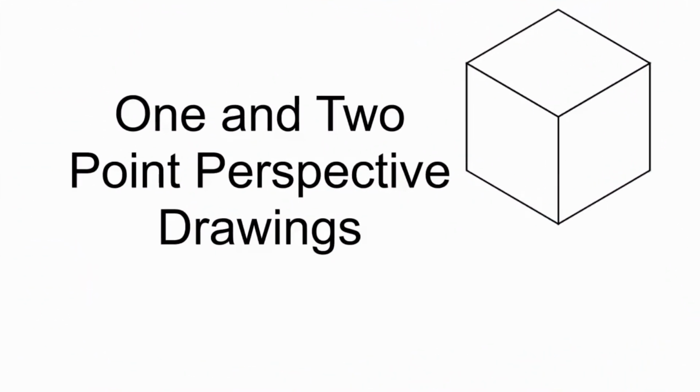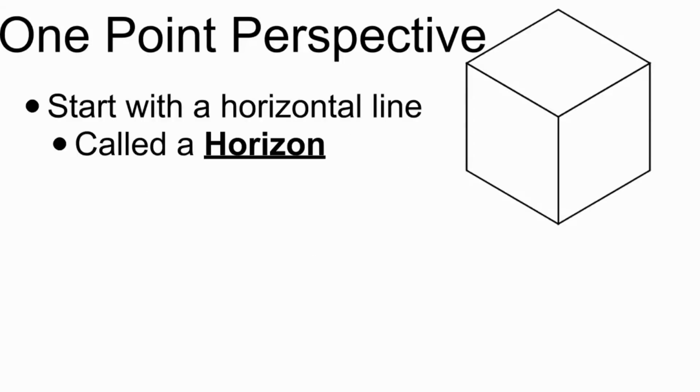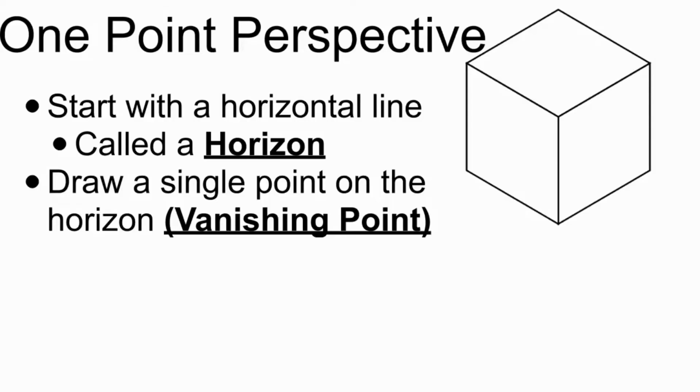In this video, we're going to quickly go over how to do 1 and 2-point perspectives. There's a couple things they have in common and a couple of differences. I want to make sure we're clear on all of them. So take a look at 1-point perspectives to start off with. The first step always is to start with a horizontal line. That horizontal line is called a horizon, and that happens for 1 and 2-point perspectives. Once you have that, you're going to draw a single point on that horizon. That point is called the vanishing point.